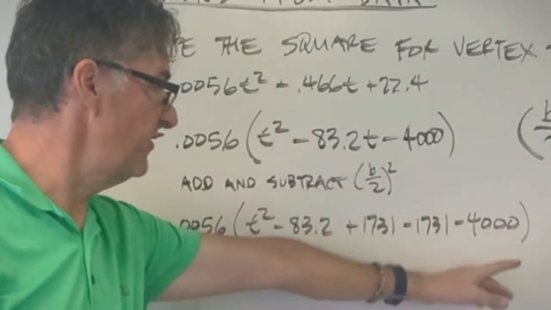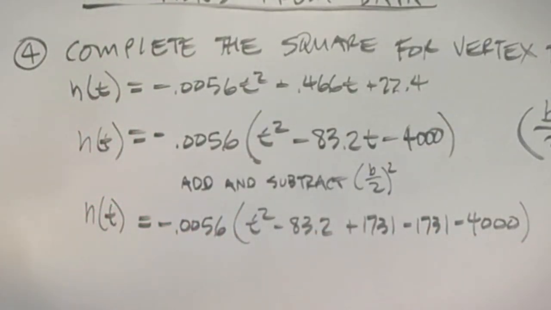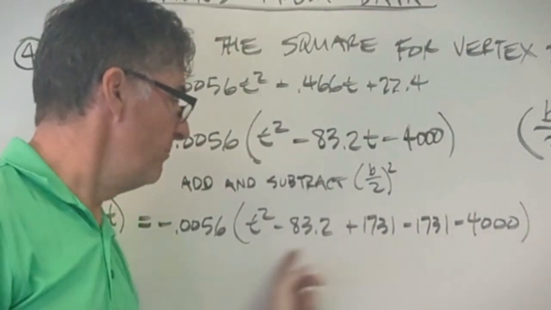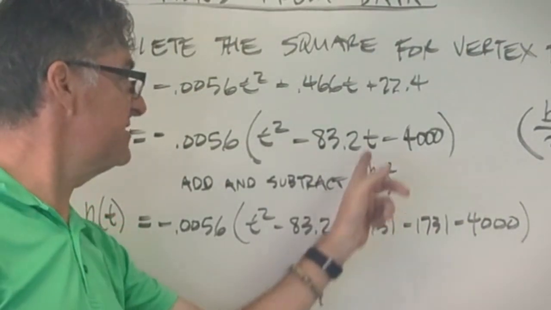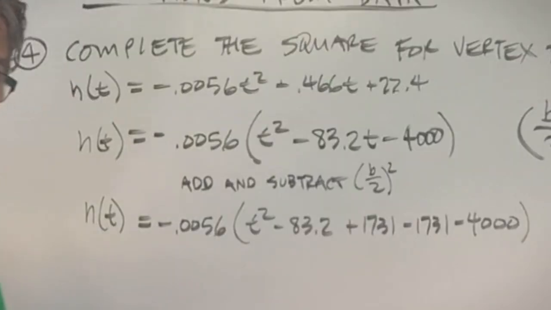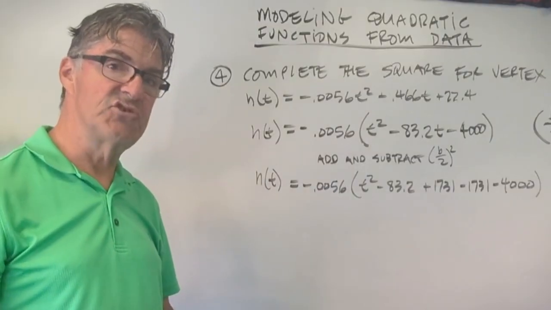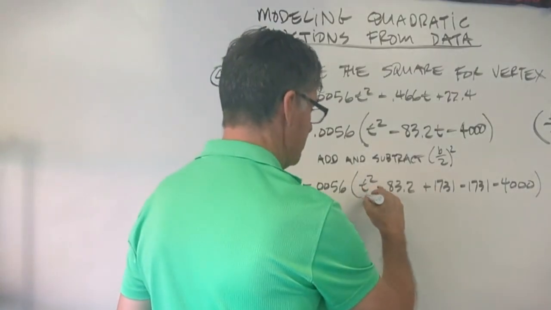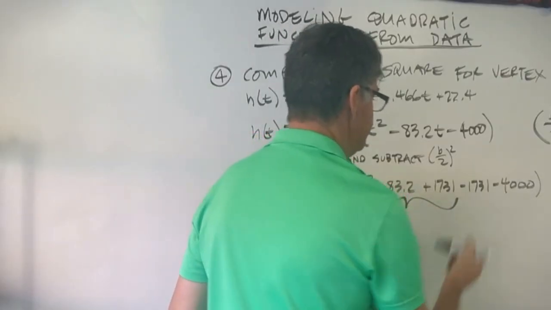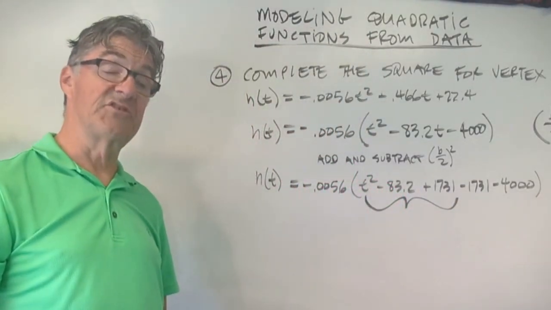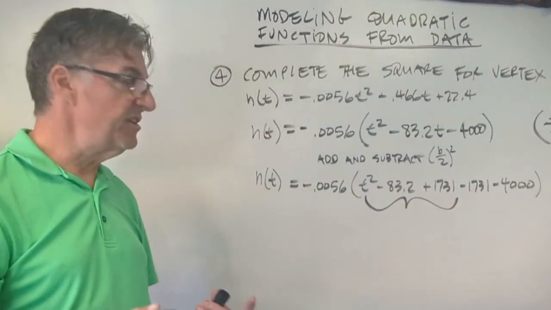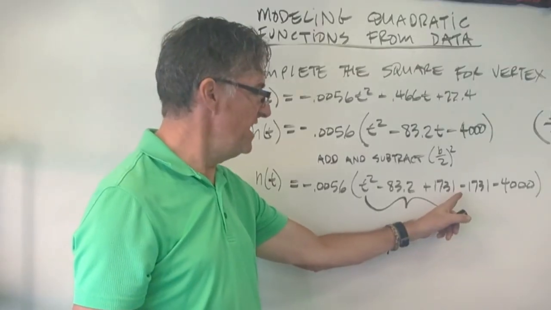And then I bring my minus 4,000. So I haven't changed anything. I'm adding and subtracting the same number. So this expanded piece is the same as this one. I haven't changed it, but it's going to allow me to do a nice trick. Because of the way we did that, this becomes a perfect square. And so what that lets us do is factor this in an interesting way.